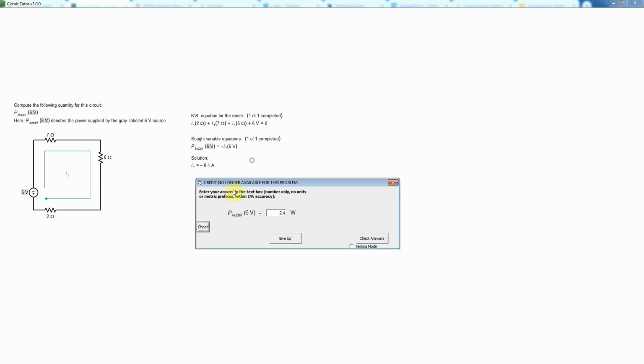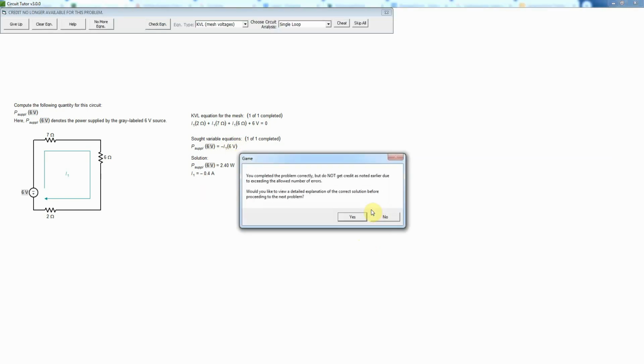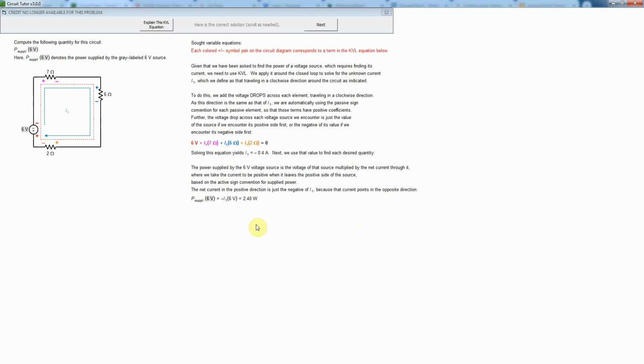Then I put in, again, the value here, just taking negative I1 times 6 is going to give me a positive number of 2.4. So that is correct. But I didn't get credit because I made the mistake basically on the crucial sign error. But I can, of course, still always get the explanation here.